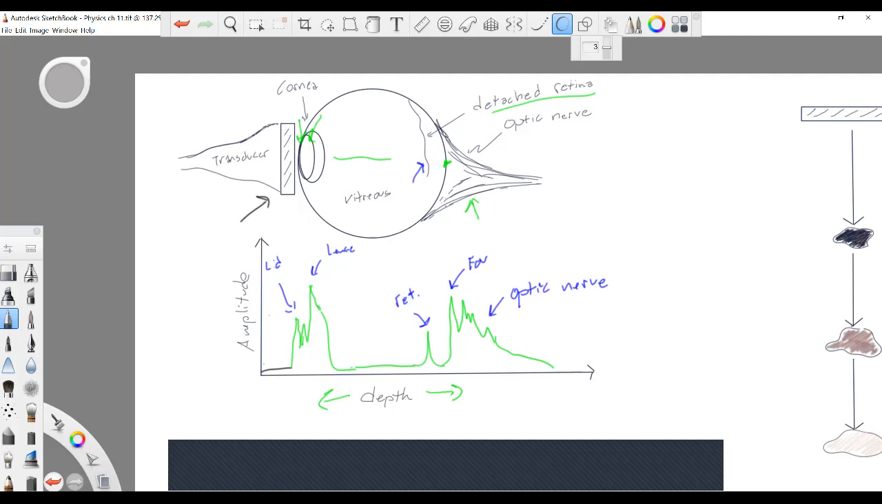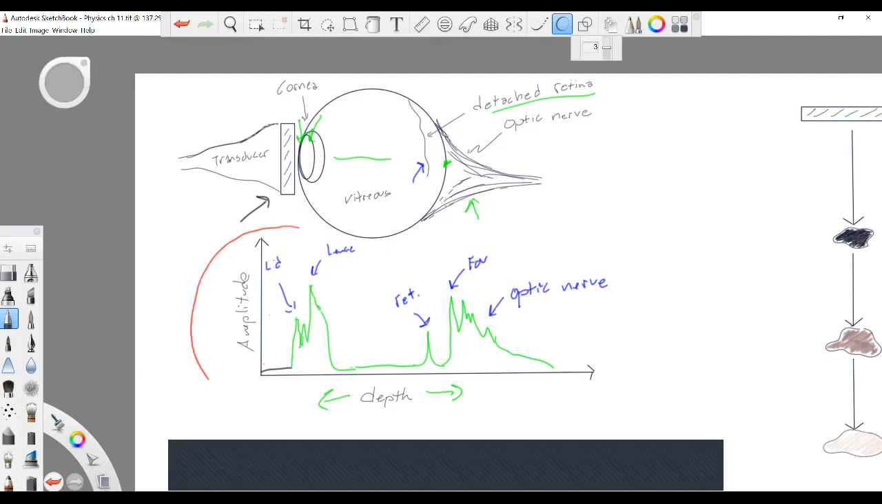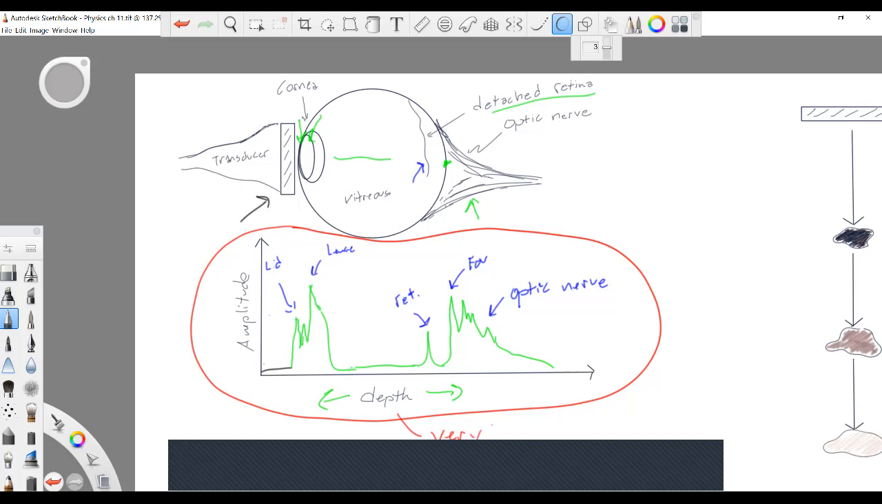So this is all you get from a truly A-mode only transducer and machine. This is the extent of your image, or your so-called image. You just get a bunch of peaks and valleys. The advantage of these is that they're very accurate on their depth. And they're able to make very precise measurements.